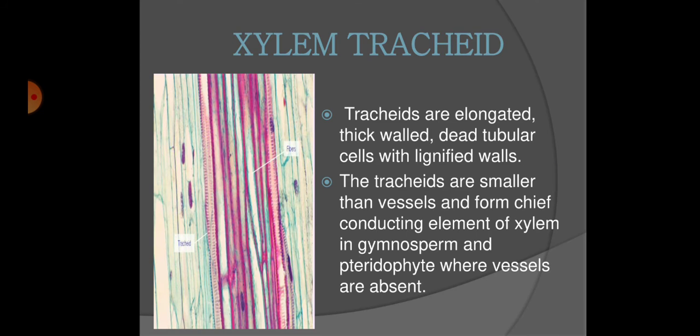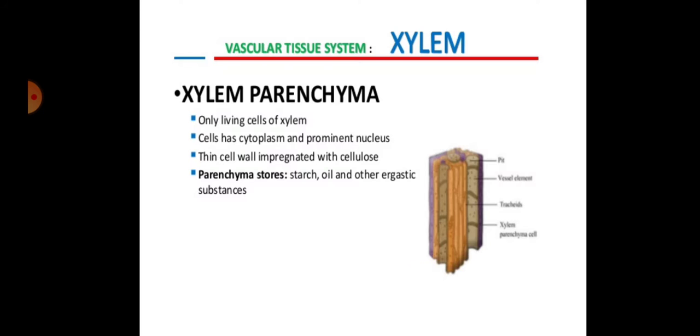Okay, so xylem tracheids. These tracheids are elongated, thick-walled, dead tubular cells with lignified walls. These tracheids are smaller than vessels and they form the chief conducting elements of xylem. In case of angiosperms and pteridophytes, where vessels are absent, they play a very important role.